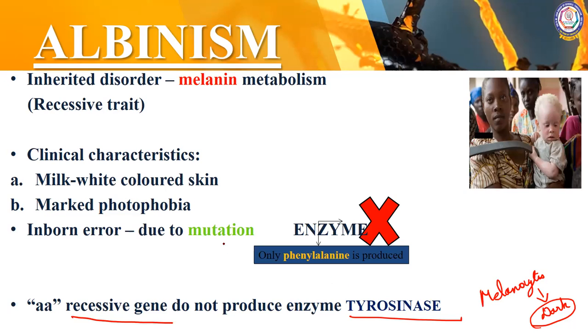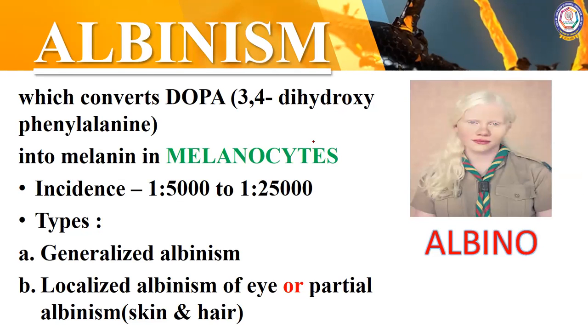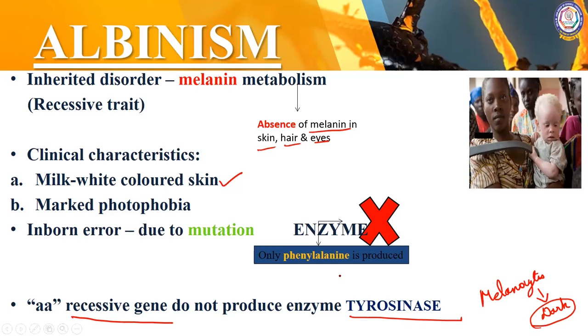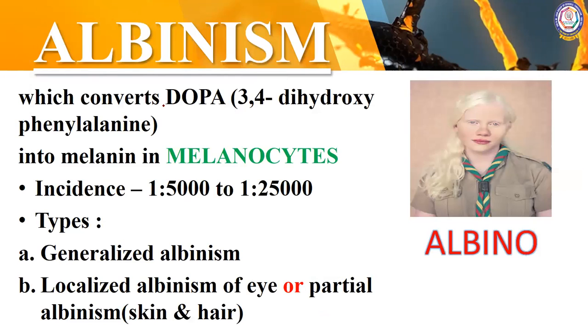Okay, so let us see here. What are the clinical characteristics? The milky white colored skin, this is number one. And then marked photophobia, an inborn error due to mutation. You can see here the absence of melanin in skin, hair, and eyes. I'll show you the previous slide. This tyrosinase, which converts DOPA into melanin in melanocytes, has this function reduced or not seen at all. In that case, the person will turn into an albino.